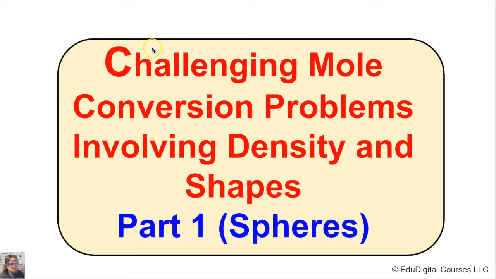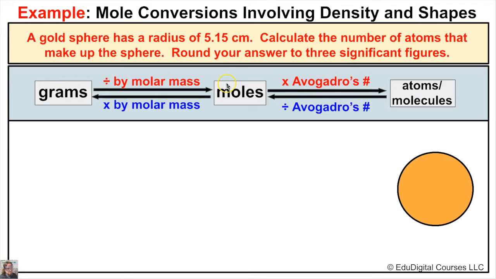In part 1, we are going to apply mole conversions to spheres. So let's jump right in and take a look at an example. In this first example, it says a gold sphere has a radius of 5.15 centimeters. Calculate the number of atoms that make up the sphere, and we have to round our answer to 3 significant figures.